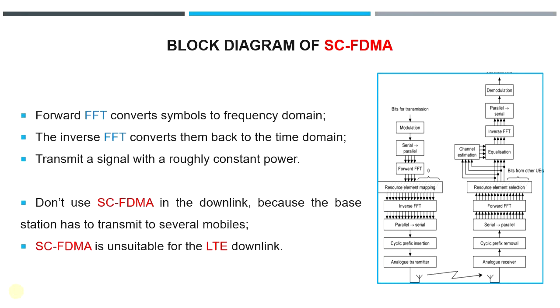We don't use SC-FDMA in the downlink because the base station has to transmit to several mobiles, not just one. We could add a single forward FFT across the whole of the downlink band, but unfortunately, that would spread every mobile's data across the whole of the frequency domain and would remove our ability to carry out frequency-dependent scheduling. Either way, SC-FDMA is unsuitable for the LTE downlink.